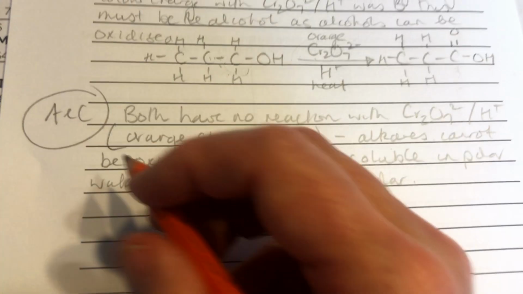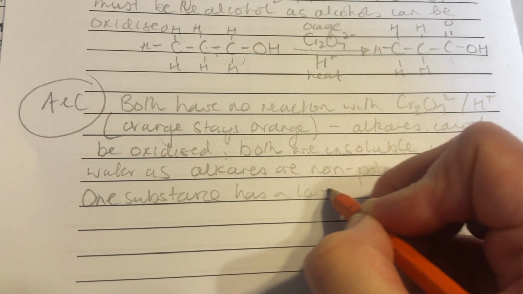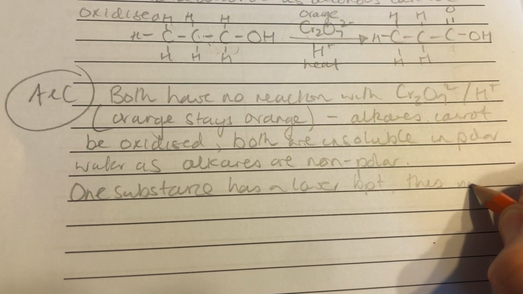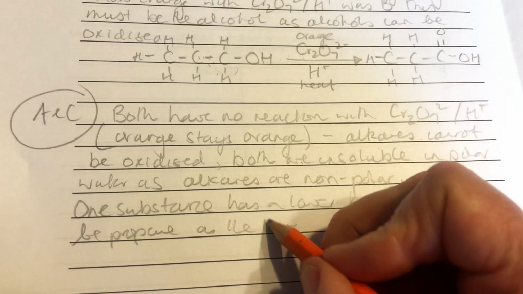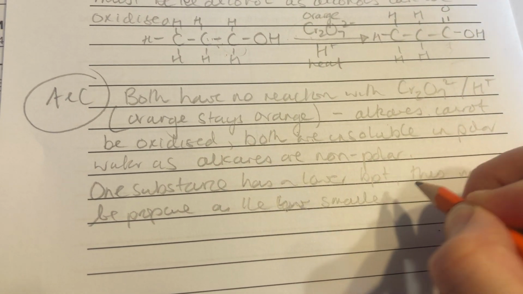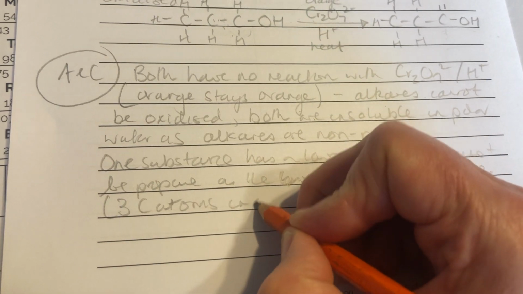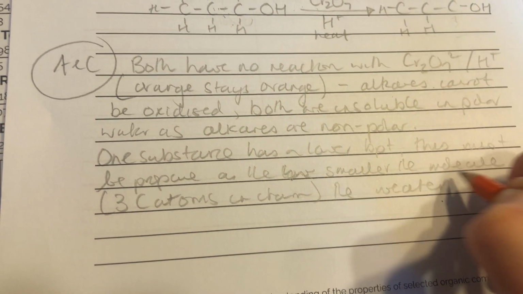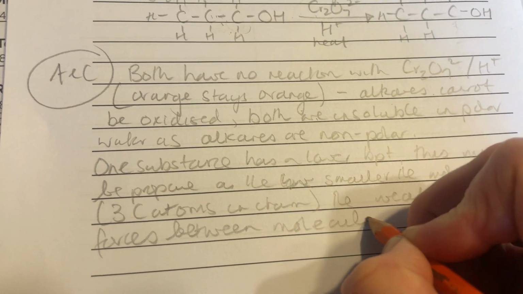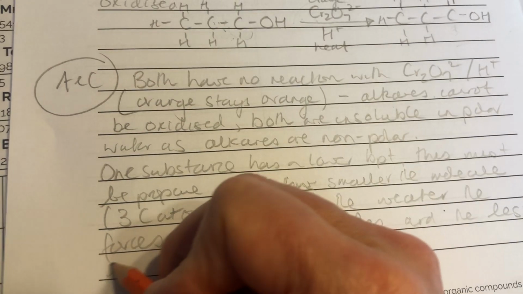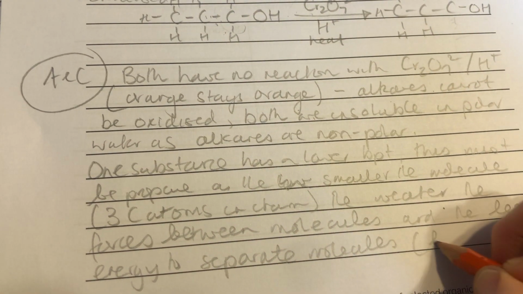So then we need to use the boiling points. So one substance has a lower boiling point, and this must be propane, as the smaller the molecule, and in this case we can say 3 C atoms in chain, the weaker the forces between molecules, and the less energy to separate those molecules and turn liquid to gas.